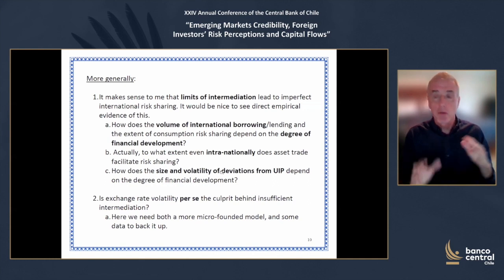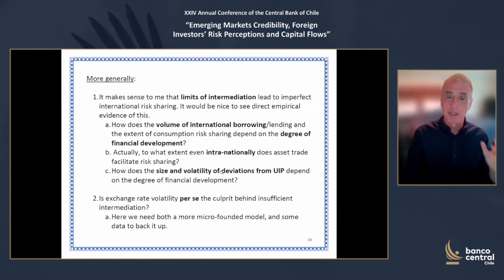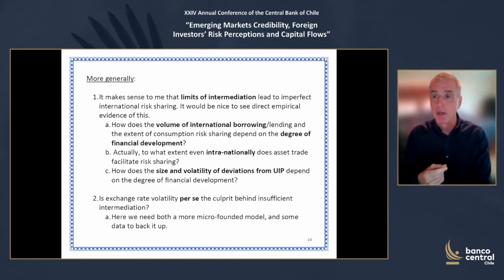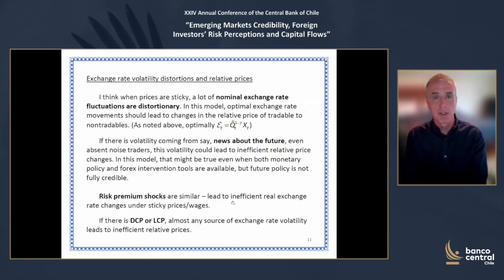evidence on that. For this paper, what's really important is the exchange rate volatility per se, what lies behind the financial institutions not providing as much risk sharing as would be desirable. So it would be great if there were more empirical evidence that said, look, these financial institutions, if there were only less exchange rate volatility, they would be doing more intermediation.